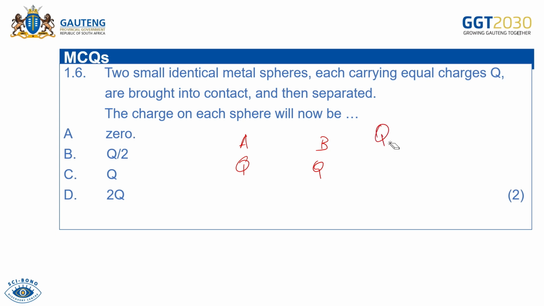During contact, electrons will be transferred until these two spheres have equal what? Charge. Then they will repel. Then the charge on each sphere, if objects are brought into contact, is given by: charge on each sphere after contact will be Q1 plus Q2 over what? Over 2. So Q1 is Q, Q2 is also Q, over 2.